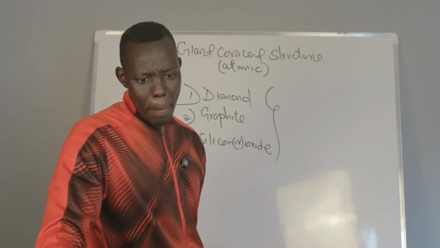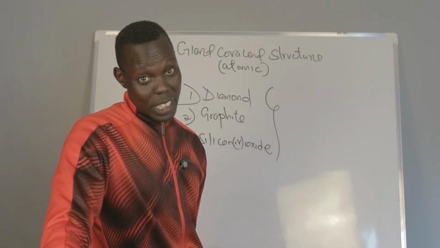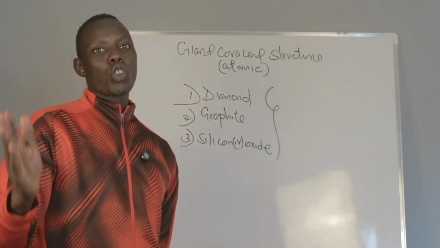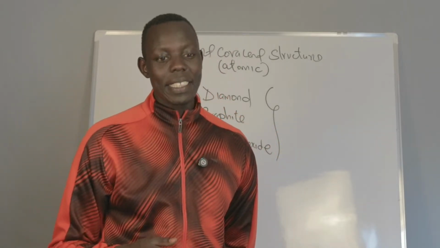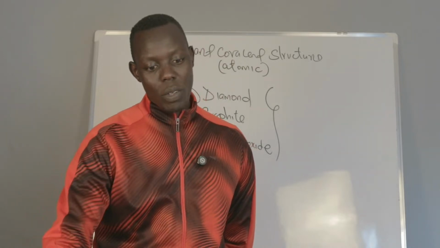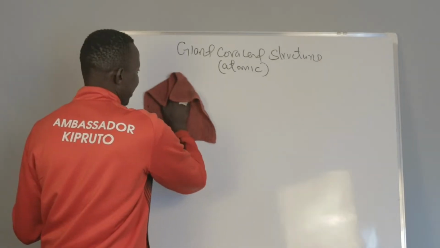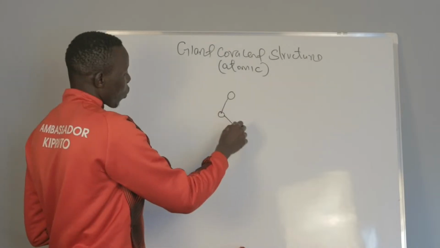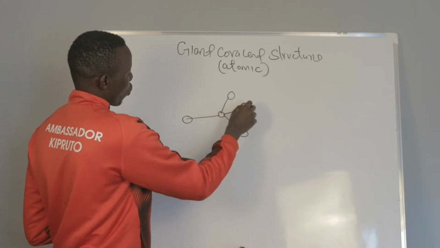Now, when we talk about giant covalent structure, most of them are atoms, like diamond and graphite. You know, those ones are not compounds, they are atoms. The pattern repeats itself and extends in all the directions. When you look at the structure of diamond, diamond has four atoms connected to it, and each is connected to others. So it must be 4.